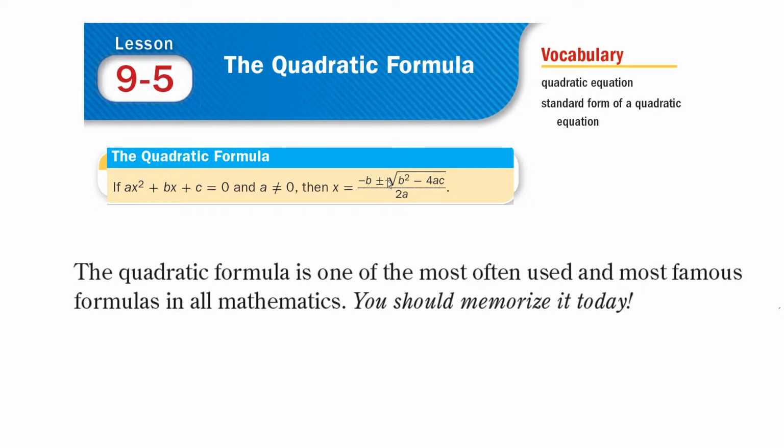The plus or minus means I'm going to take the opposite of b plus the square root, and I'm going to take the opposite of b minus the square root. Remember, if there's a squared term, there's likely two answers. The quadratic formula is one of the most often used and most famous formulas in all of mathematics, and you should memorize it right now, today. Know this. This has got to be in your head.